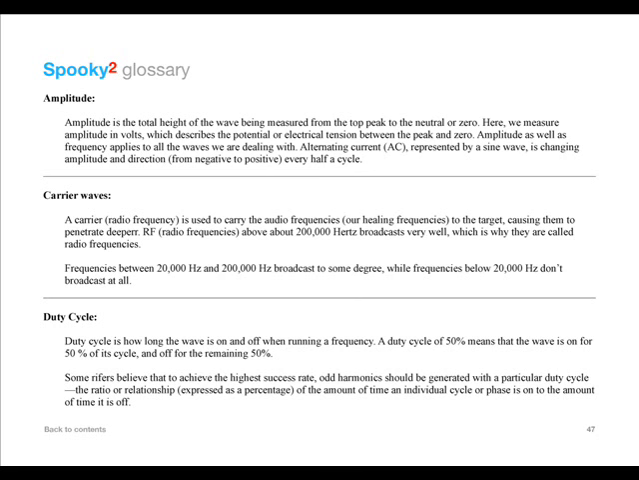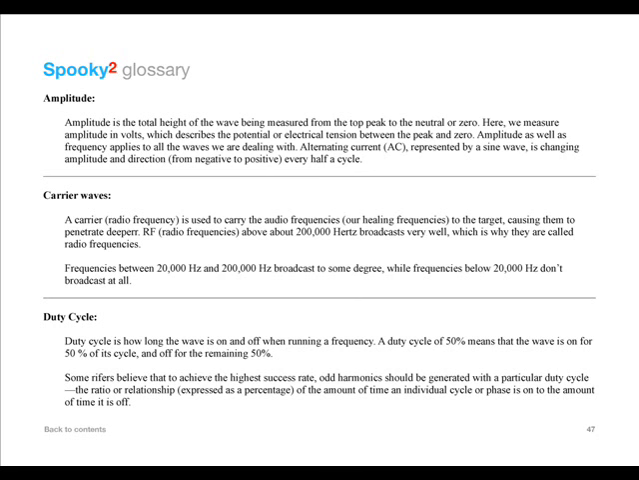Alternating current AC, represented by a sine wave, is changing amplitude and direction from negative to positive every half a cycle. Carrier waves. A carrier radio frequency is used to carry the audio frequencies or healing frequencies to the target, causing them to penetrate the ear. RF radio frequencies above about 200,000 Hz broadcast very well, which is why they are called radio frequencies. Frequencies between 20,000 Hz and 200,000 Hz broadcast to some degree, while frequencies below 20,000 Hz don't broadcast at all.